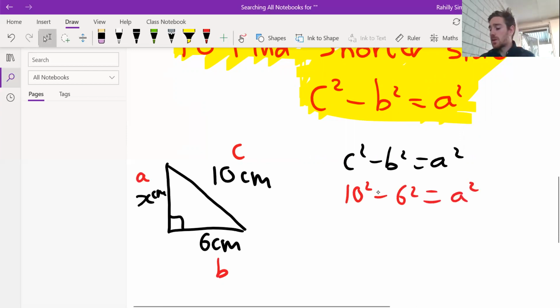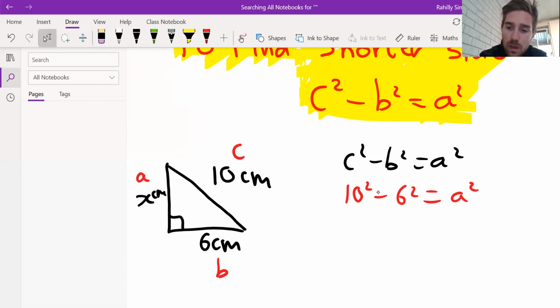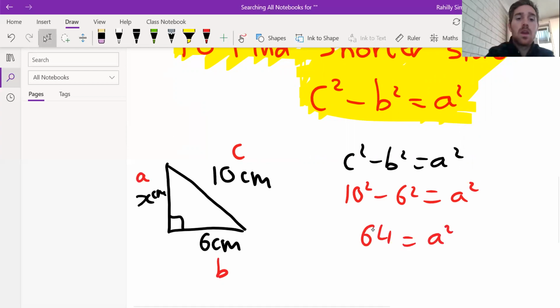You can just put that in your calculator. Okay, 10 squared minus 6 squared equals. So that gives us 64 equals a squared. Now, same thing, we need to find the square root.